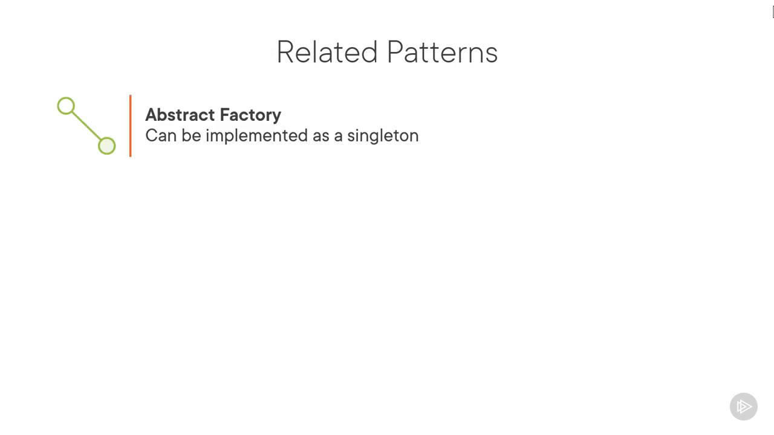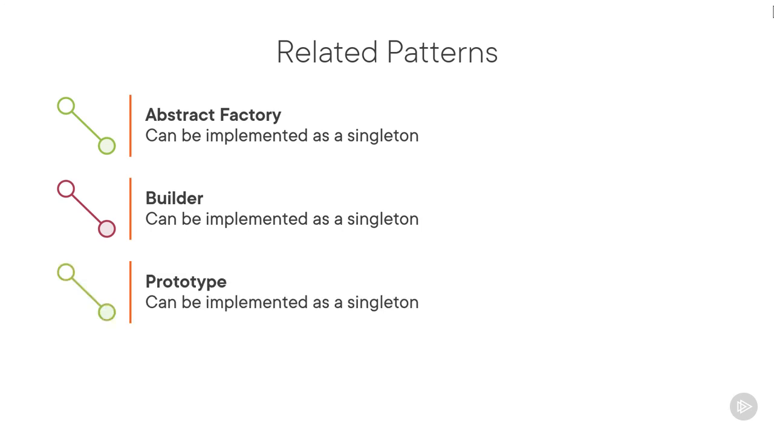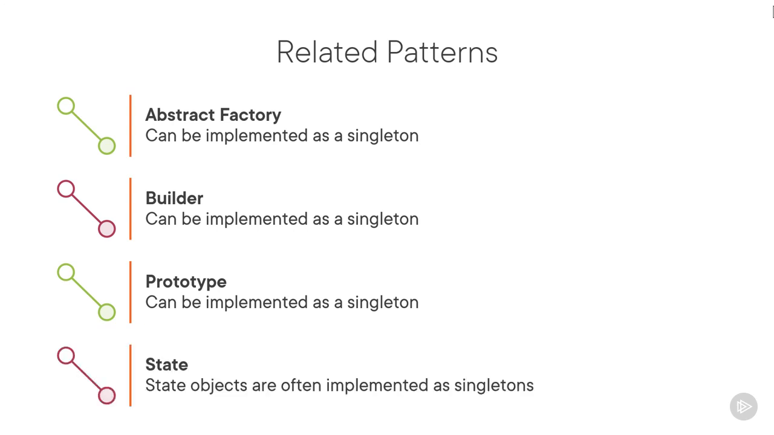Many patterns are related to the singleton pattern, if only for the reason that they can be implemented as singletons. We'll encounter 3 creational patterns like that: the abstract factory pattern, the builder pattern, and the prototype pattern. They're all coming up in the next few modules. Next to that, the singleton pattern is related to the state pattern, as state objects are often implemented as singletons. Let's have a look at the module summary.